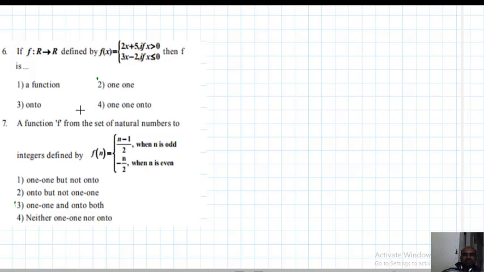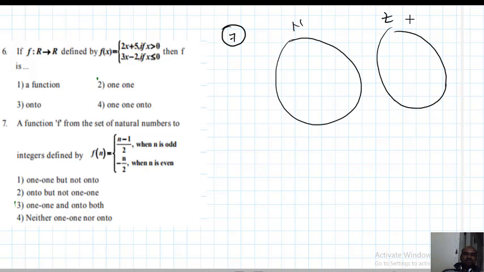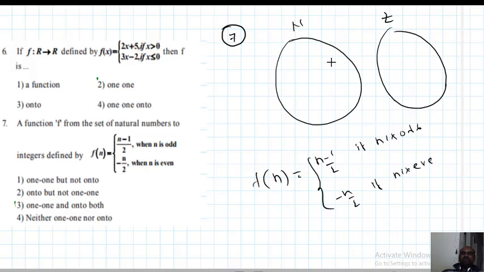Now the 7th question. A function f from the set of natural numbers to integers is defined by the rule f of n equals n minus 1 by 2 if n is odd, and minus n by 2 if n is even. What is n here? A natural number. So if n is odd, all odd numbers should be paired under this rule, and if n is even, all even numbers should be paired under this rule.